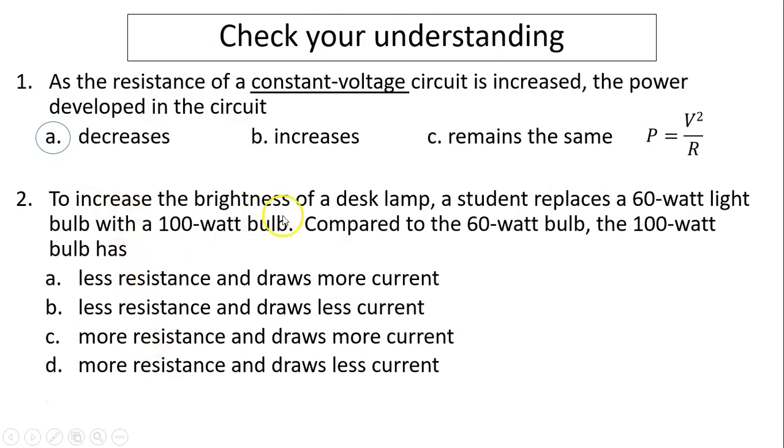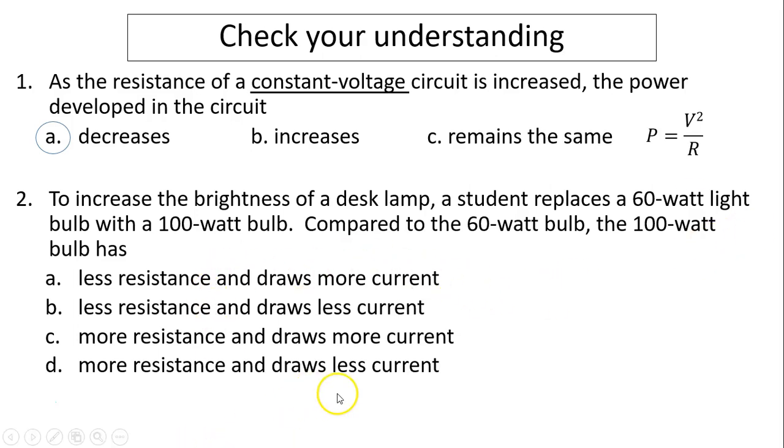Next question, to increase the brightness of the desk lamp, the student replaced a 60 watt light bulb with a 100 watt light bulb. Compared to the 60 watt light bulb, does the 100 watt light bulb have less resistance and draw more current, less resistance and draw less current, more resistance and draw more current, or more resistance and draw less current? So basically, how is the power related to the resistance?